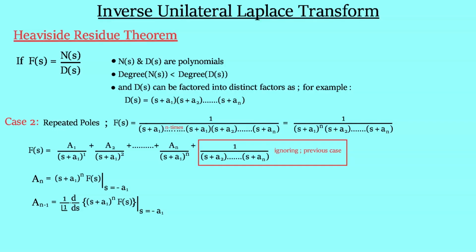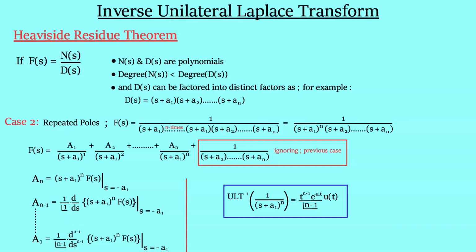Residue a(n minus 1) will be equal to 1 upon 1 factorial into the differential of the Laplace transform variable F(s) multiplied by (s plus a1) raised to the power n, and afterwards, after differentiating it, we have to put s plus a1 equal to 0. This pattern will continue, and finally the residue a1 will be equal to 1 divided by (n minus 1) factorial multiplied by n minus 1 times differentiation of F(s) multiplied by (s plus a1) raised to the power n, and after differentiating it n minus 1 times, putting s plus a1 equal to 0.